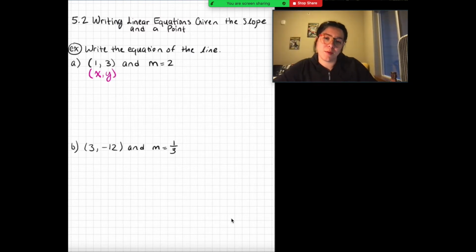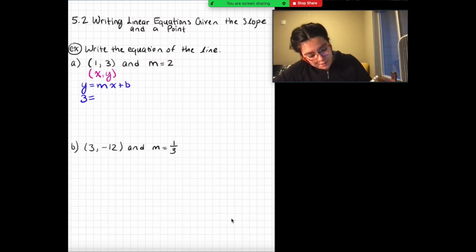So if we're trying to find the equation of this line, in the form y equals mx plus b, we can plug in what we know and solve for what we don't know. So we know that we have a coordinate point 1, 3 that's on the line. So we can plug in our y coordinate, which is 3, for y. So 3 equals, our slope m is 2, so 2 times x, which our x coordinate is 1, so we can plug in 1. We don't know what b is, so we'll just leave it plus b.